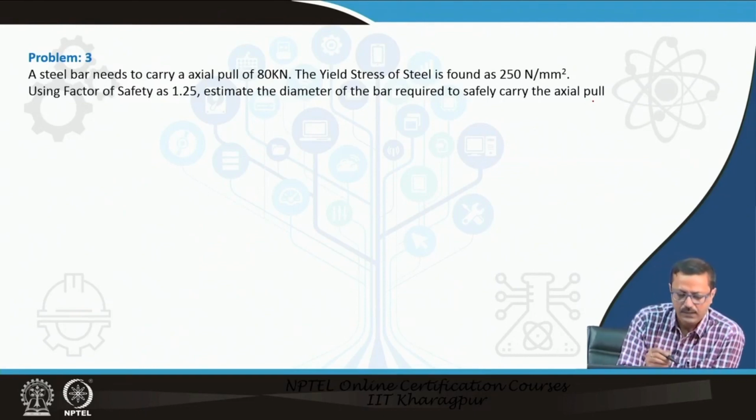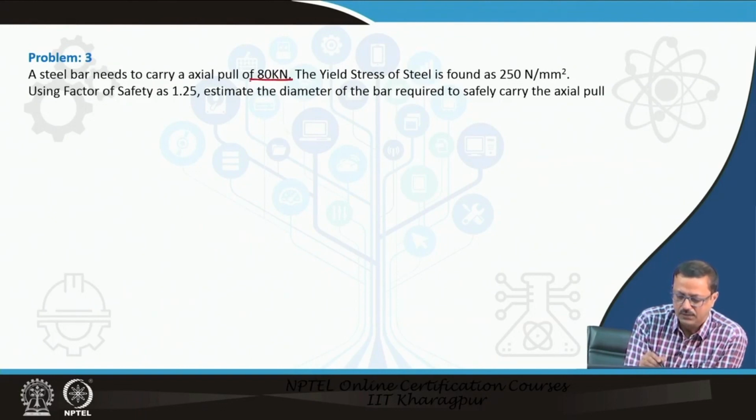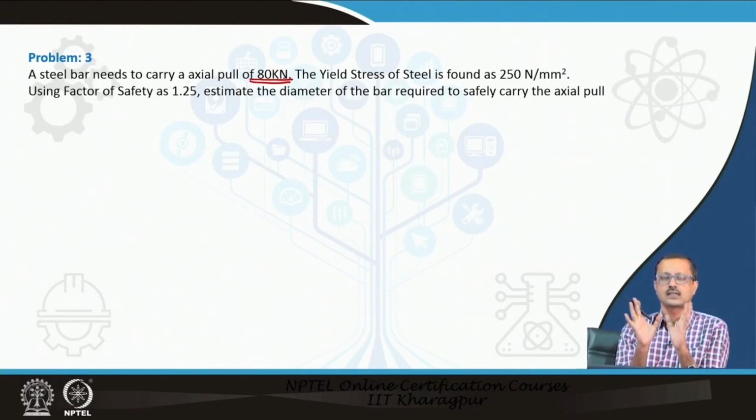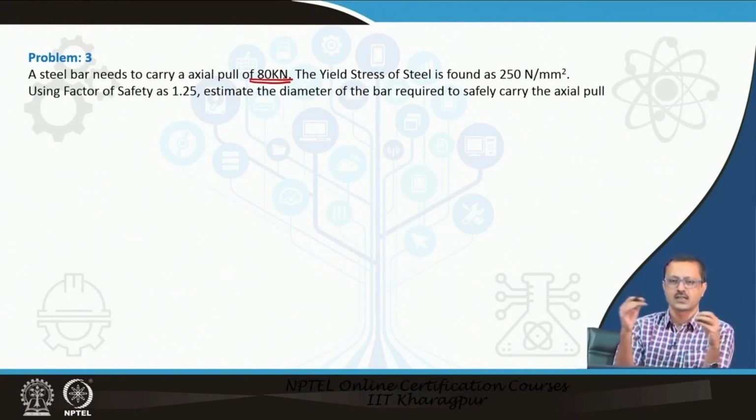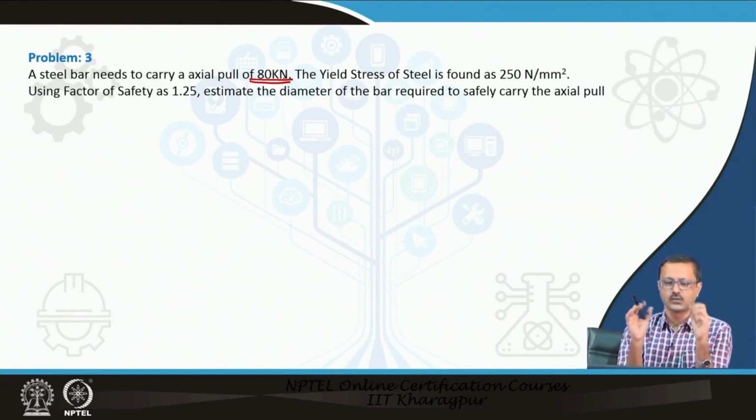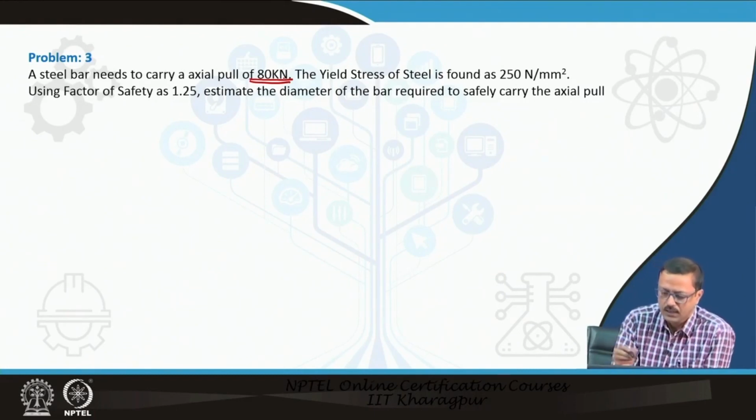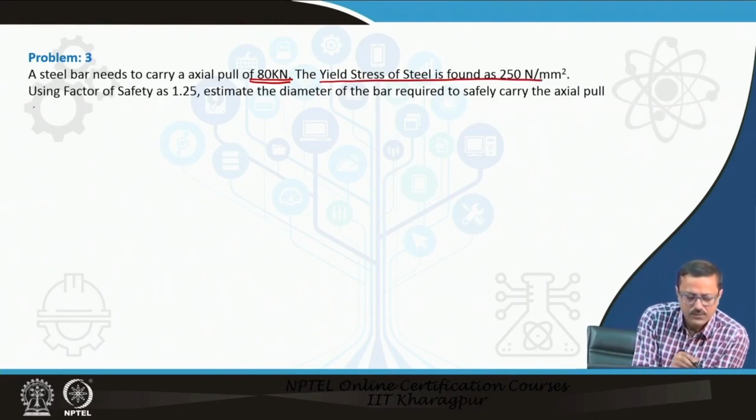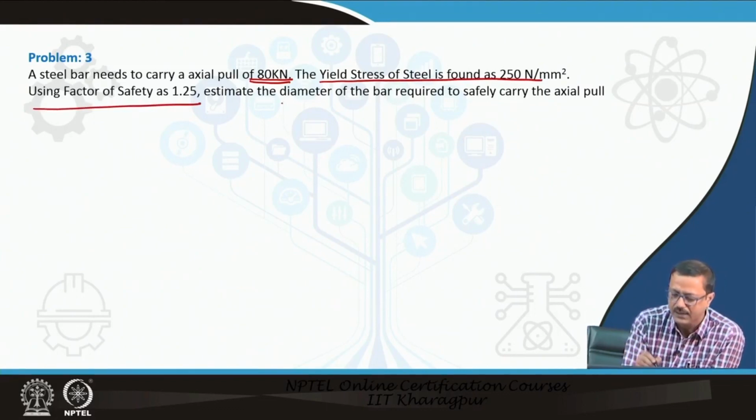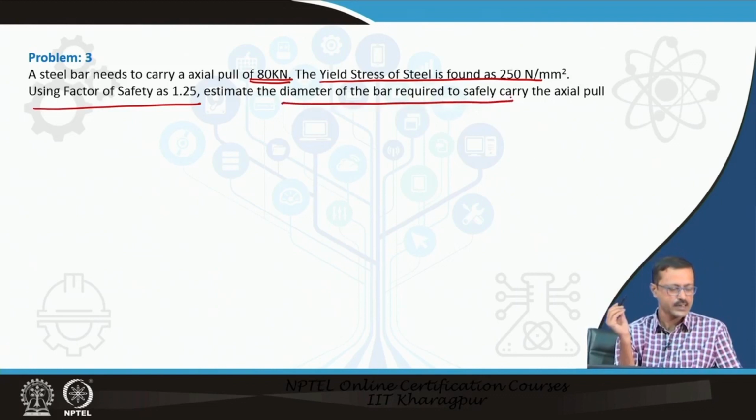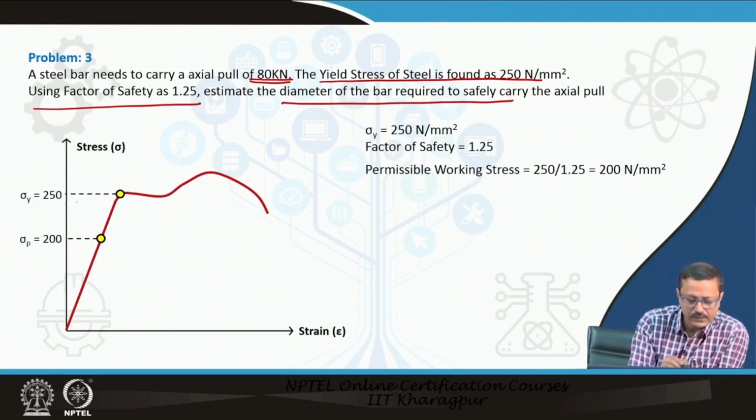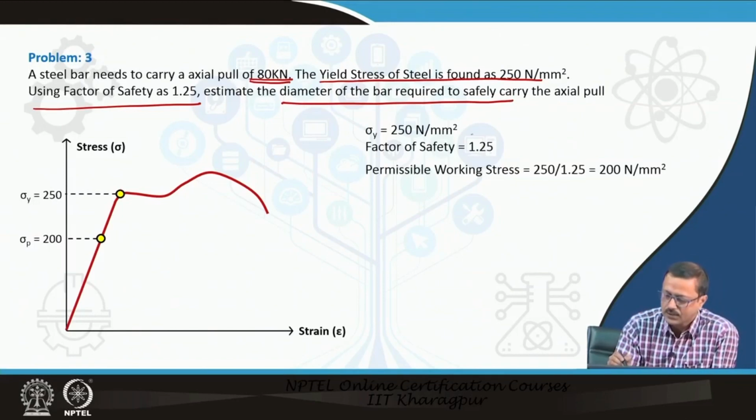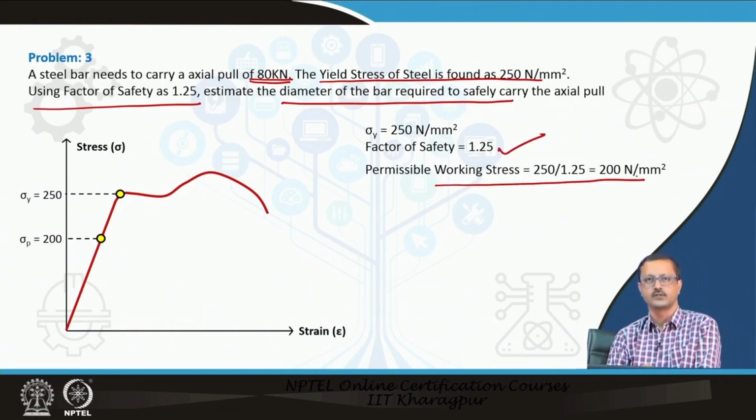The steel bar has to carry 80 kilonewton. I understand that with some kind of logic and load mechanism, it is going to carry 80 kilonewton. The yield stress of the steel is found as 250. Okay, fine. Using a factor of safety of 1.25, estimate the diameter of the bar required. So, what I can do is this: I know the yield is 250, and my factor of safety is 1.25, so my permissible working stress will be 250 by 1.25, that is 200 Newton per mm square.